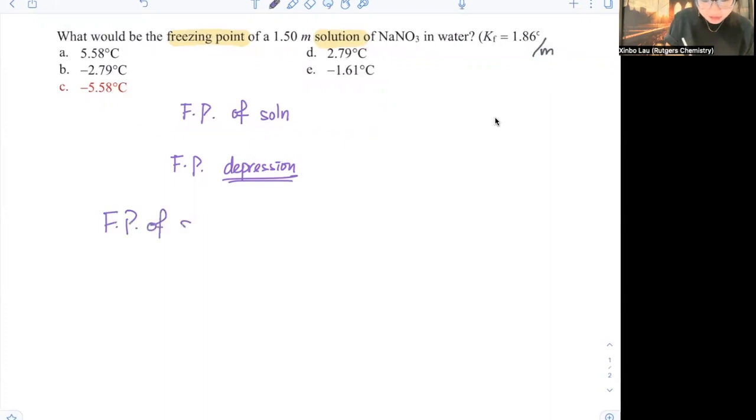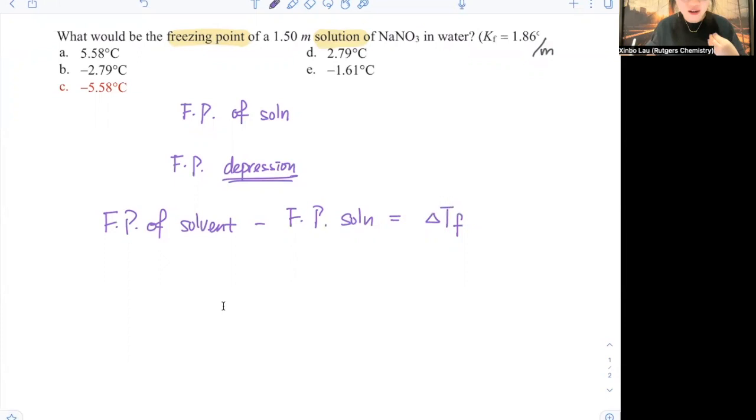So the freezing point of the solvent subtract the freezing point of the solution should equal what? Think about which one is the higher temperature. The freezing point of the solvent by itself is higher, and the freezing point of the solution is lower. So when we do the subtraction, we get the change, or the difference, of the freezing point. This difference will be a positive value. So that makes sense.